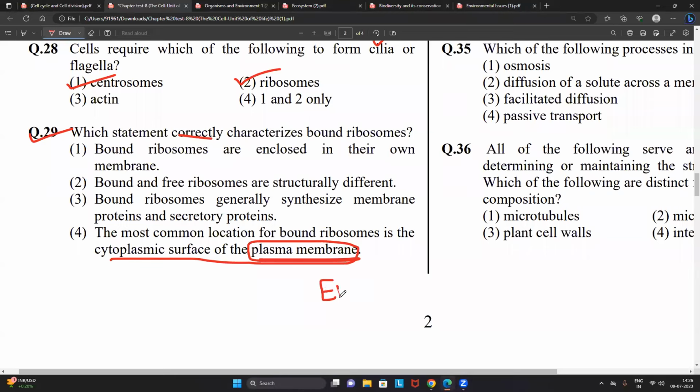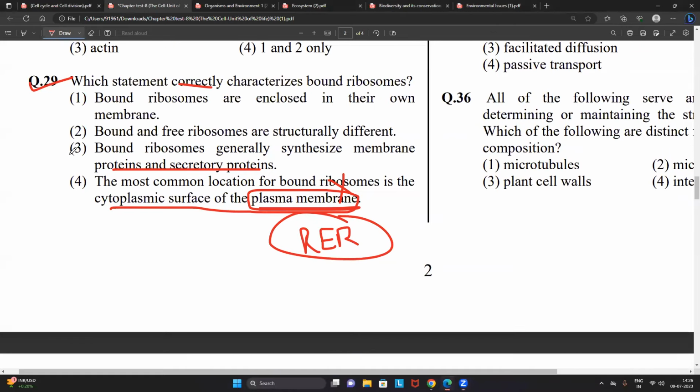Ribosomes attach to the ER membrane, right? RER, from where the plasma membrane has come. Option 4 is the wrong option, right? Bound ribosomes generally synthesize membrane proteins and secretory proteins. Of course, that is the true point. See, friends, it's a very logical statement.